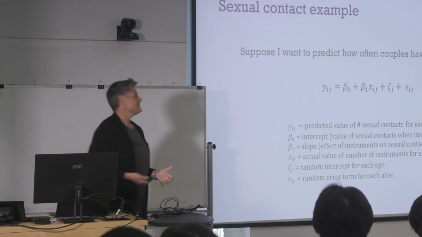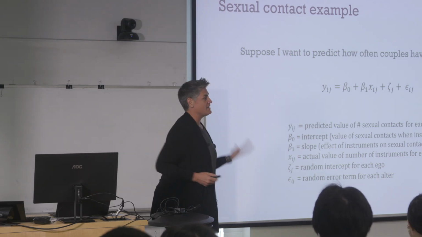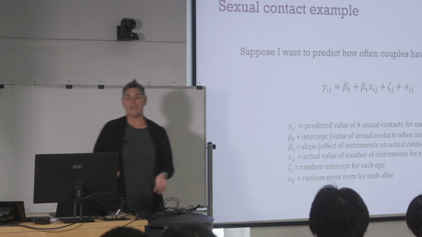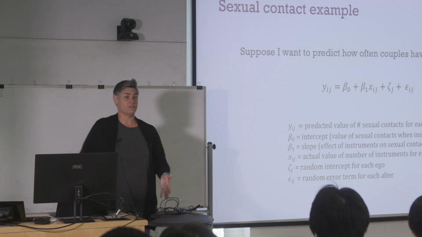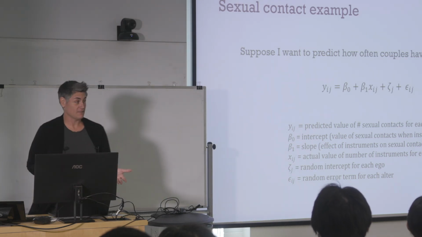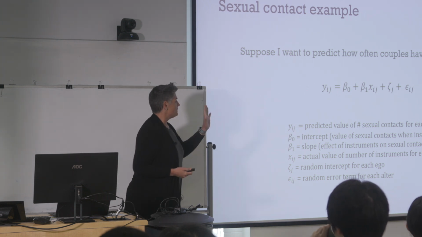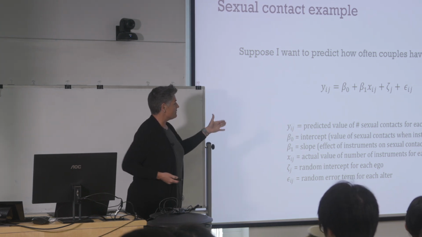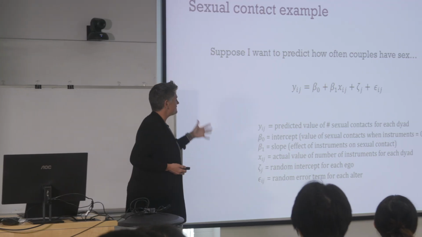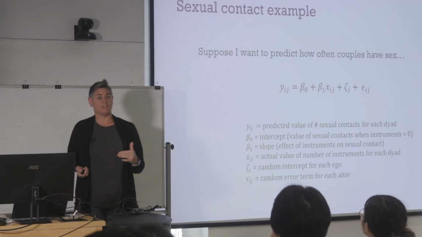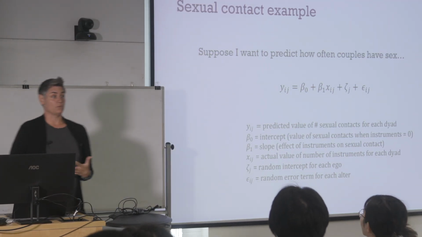Okay, so let's suppose that I have a bunch of dyads, a bunch of couples, right? And I want to predict how often those couples are having sex, right? This is something that's important in our daily lives, theoretically. And so I have my formula here. And so I'm essentially predicting something that's happening at the level of the dyad, right? Or at the level of the relationship.